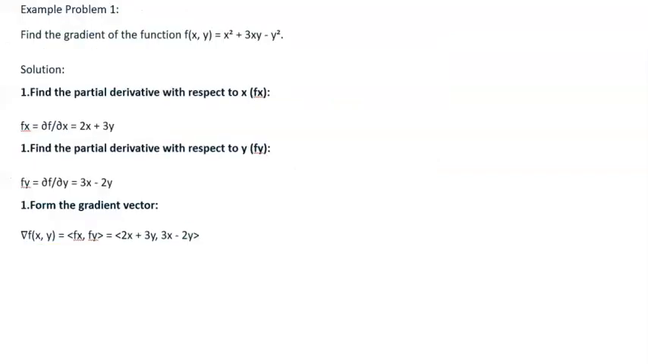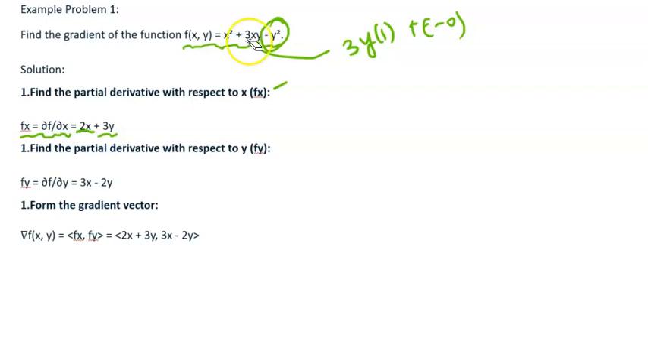Now, let's go through an example. This is the given function: f of x, y is x squared plus 3xy minus y squared. The first step is finding the partial derivative with respect to x, f of x. The derivative of x squared becomes 2x. In 3xy, y is the variable with x treated as a constant, so the derivative of 3xy becomes 3y. The term y squared is constant with respect to x, so its derivative is 0, giving minus 0. So we get the partial derivative this way.